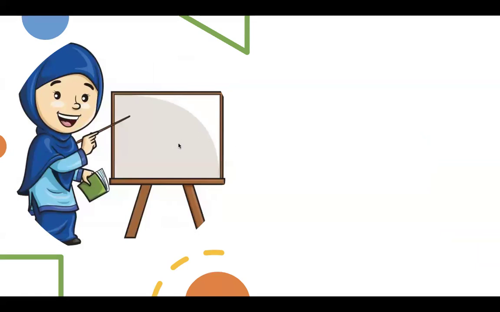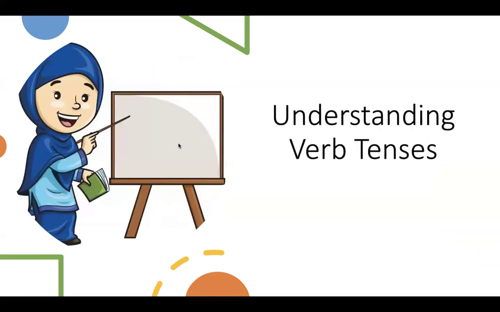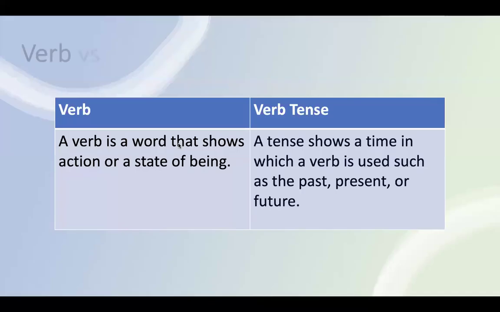Hello, students. Today's lecture will focus on understanding verb tenses. To begin, let's look at the difference between a verb and a verb tense. So a verb is a word that shows action or a state of being, while a verb tense shows a time in which a verb is used, such as the past, the present, or the future.